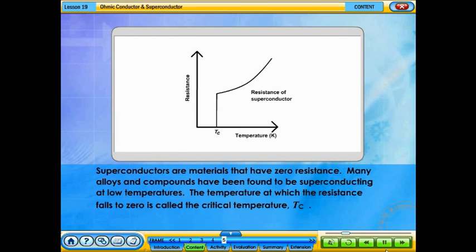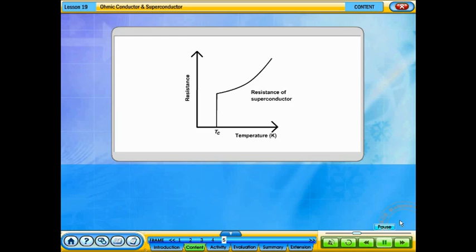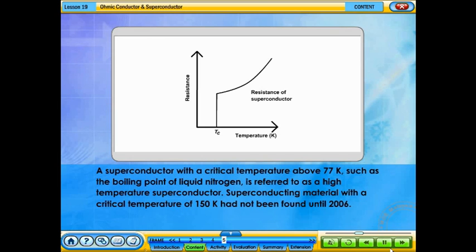Superconductors are materials that have zero resistance. Many alloys and compounds have been found to be superconducting at low temperatures. The temperature at which the resistance falls to zero is called the critical temperature. A superconductor with a critical temperature above 77 Kelvin, such as the boiling point of liquid nitrogen, is referred to as a high-temperature superconductor. Superconducting material with a critical temperature of 150 Kelvin hadn't been found until 2006.